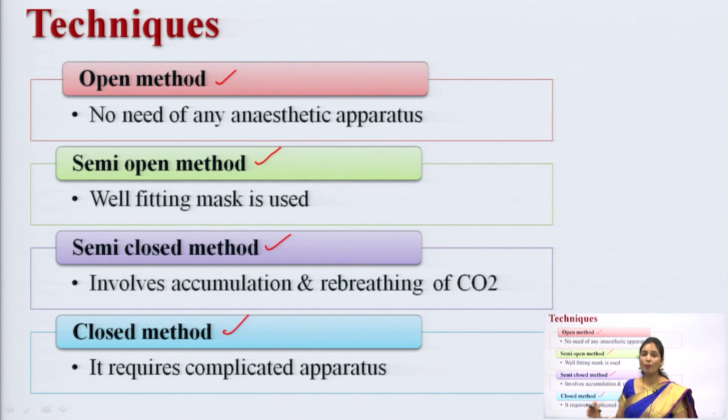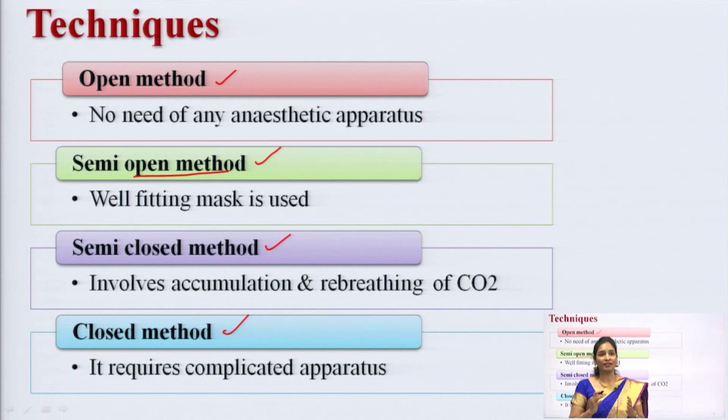So we have mainly 4 techniques: open method, semi-open method, semi-closed method and closed method. So what about the open method? In the open method, there is no necessity for an anesthetic operator. What about the semi-open method? The name itself indicates semi-open, somewhat it will be open. So here a well fitted mask will be used, and a mask like operator you can use at this stage.